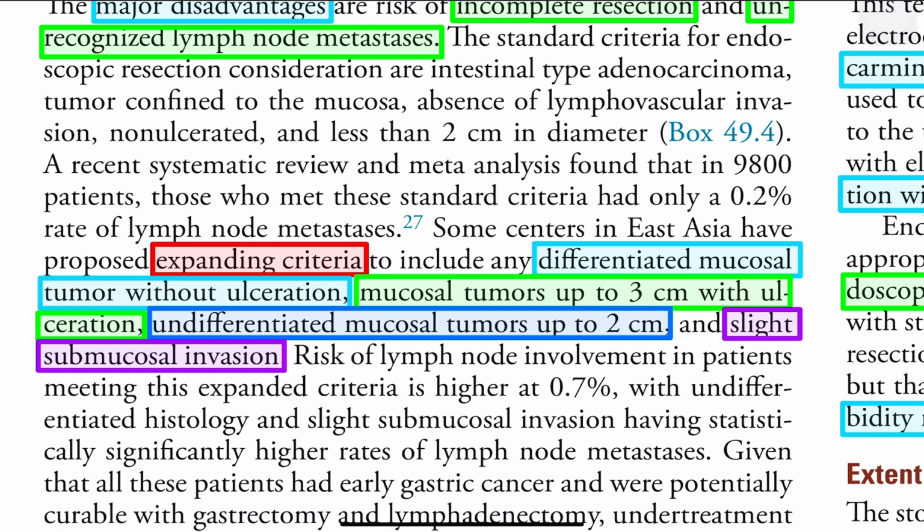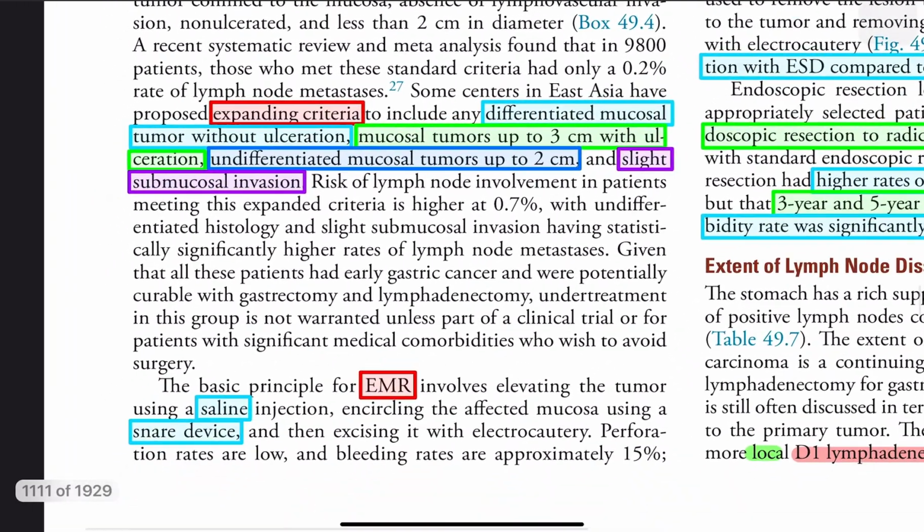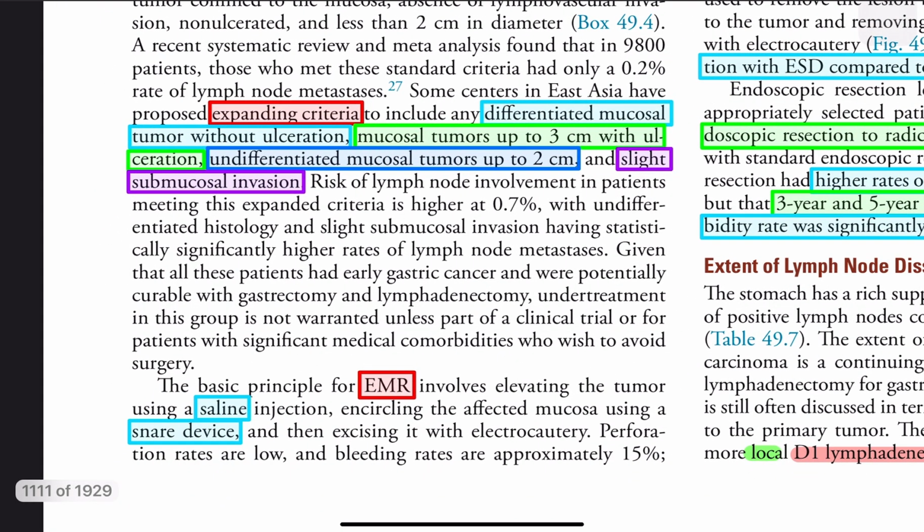And then slight submucosal invasion. The word slight is important. Here the 2 centimeters has increased up to 3 centimeters with ulceration. And if it is 2 centimeters, we can also do it for an undifferentiated mucosal tumor, and a differentiated mucosal tumor without ulceration. In EMR we use saline and a snare device to resect it.